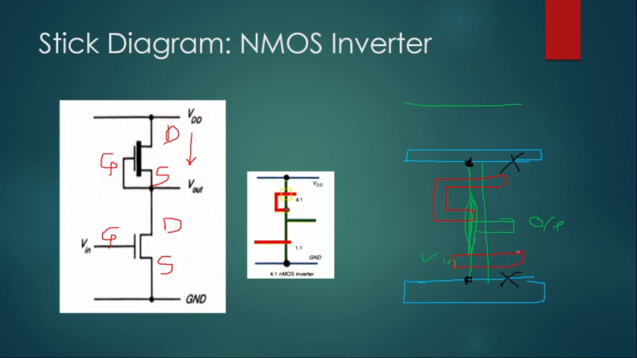So see, this is one way in which you can make the layout, and it is not at all wrong. And of course you have to mark the VDD and ground, and all the contact cuts will be made up of black square boxes.